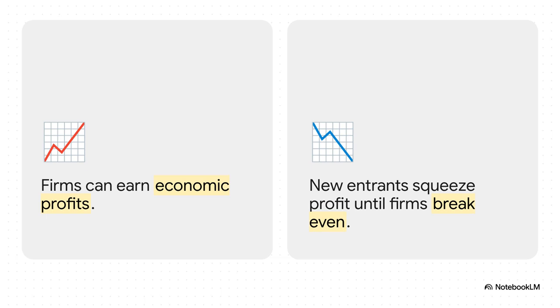In the long run, if firms are earning economic profits, new competitors are inevitably going to enter that industry. This slowly but surely eats away at the original firm's market share, squeezing out all the profit until everyone is merely breaking even. It is a relentless cycle.